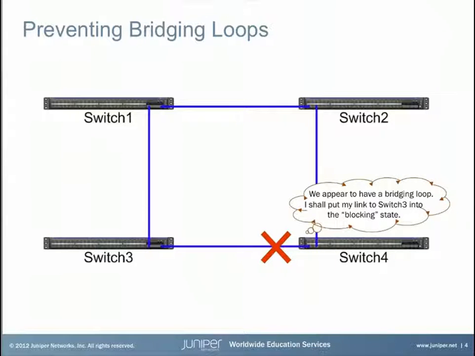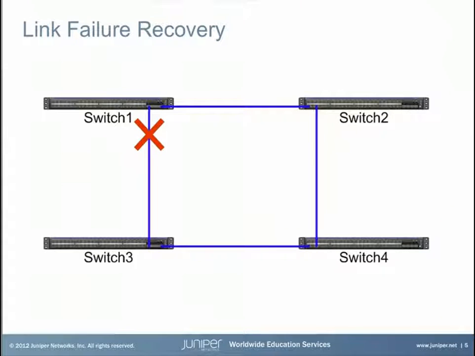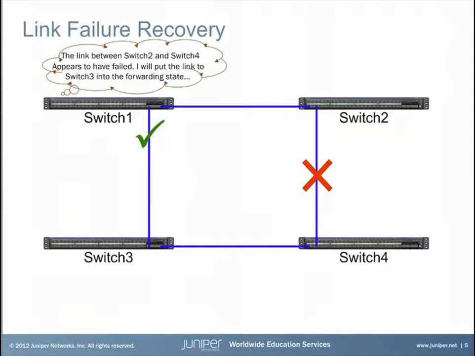So in this case, switch 4 has realised that there is a bridging loop, and it makes a decision to block its uplink to switch 3, thereby preventing the loop. However, let's say that we have a link failure. In this scenario, the uplink between switches 1 and 3 has been blocked by spanning tree automatically. But for some reason, the uplink between switches 2 and 4 is then cut, or severed, or maybe disconnected. What can happen is notifications are sent around the network, and the uplink between switches 1 and 3 is then brought back into use.